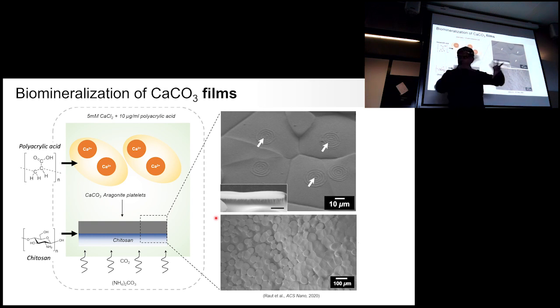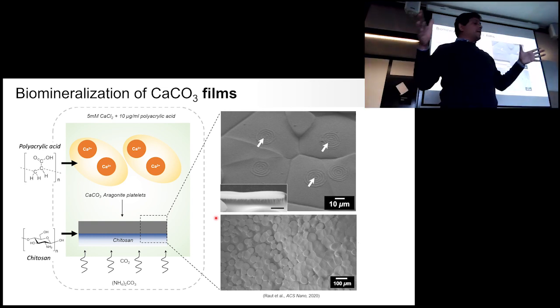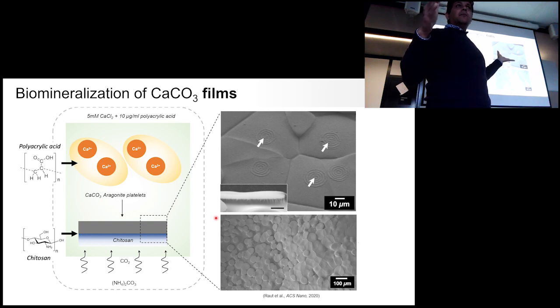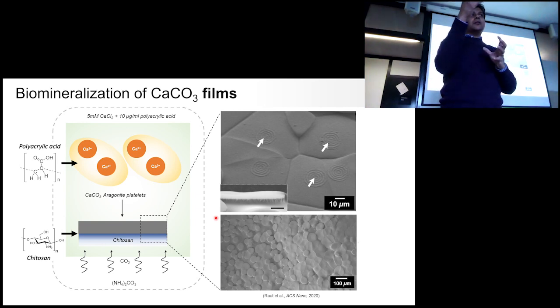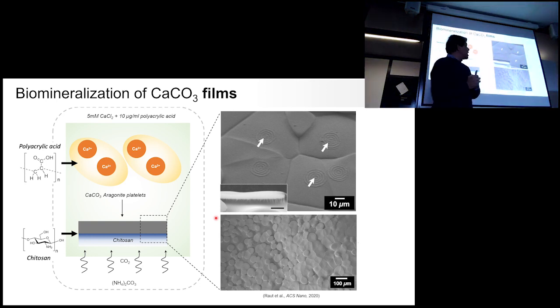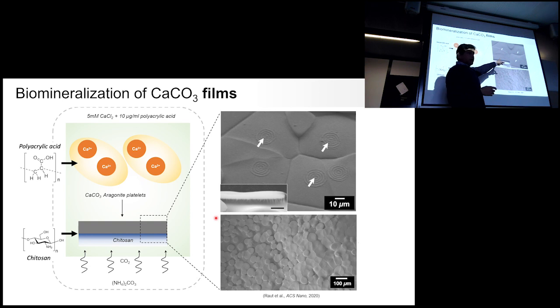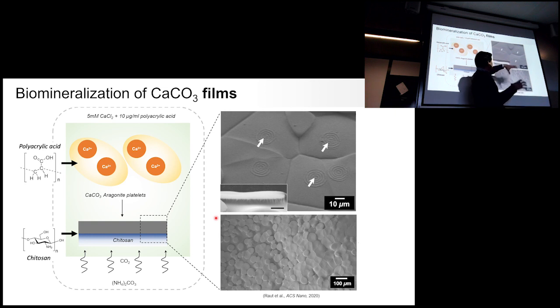Okay, so the fact that now we can form films of aragonite is a very important result, because we have gotten a bit closer to creating nacre-like structures, because nacre is composed of films, and here we see that we can also create these calcium carbonate films on chitosan surface.